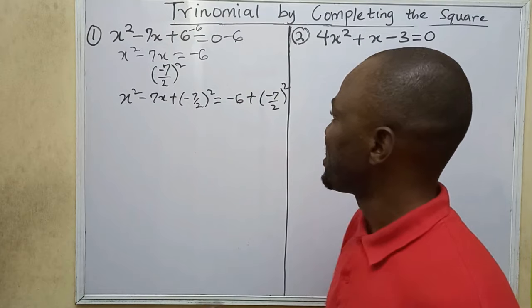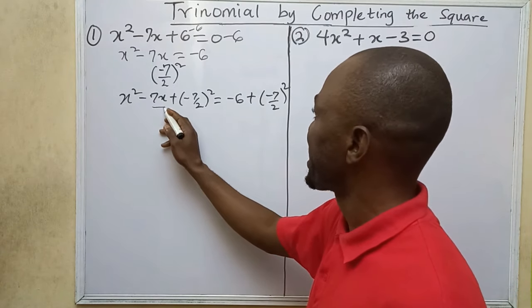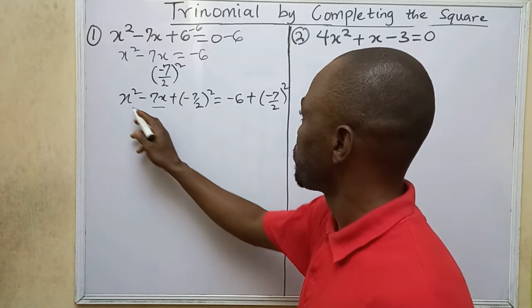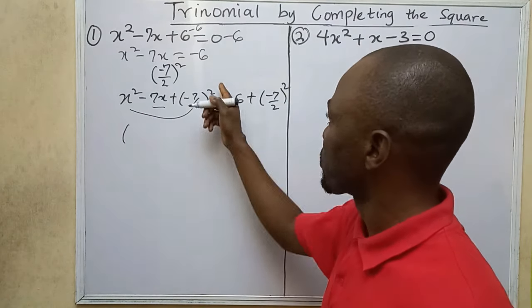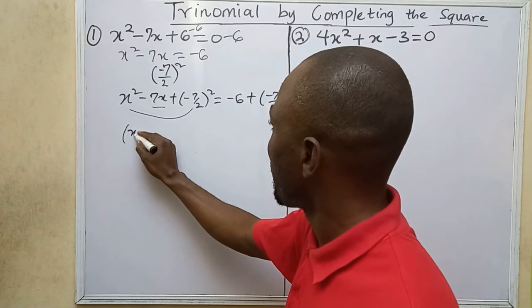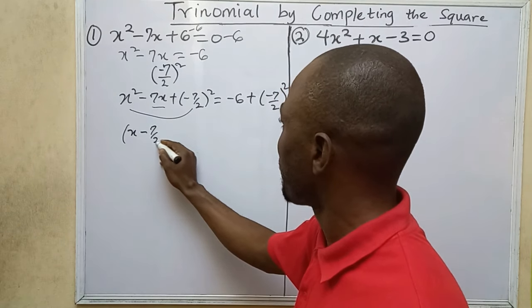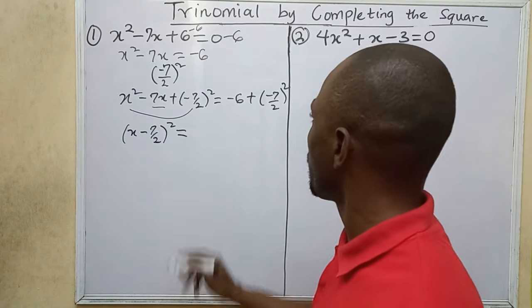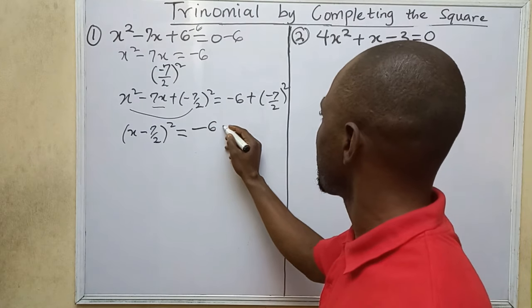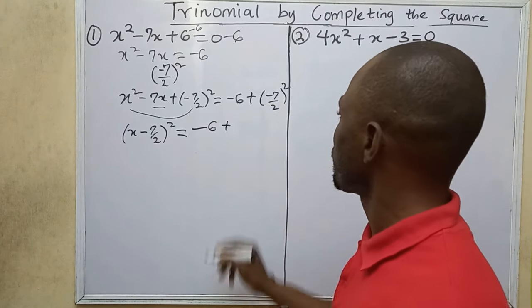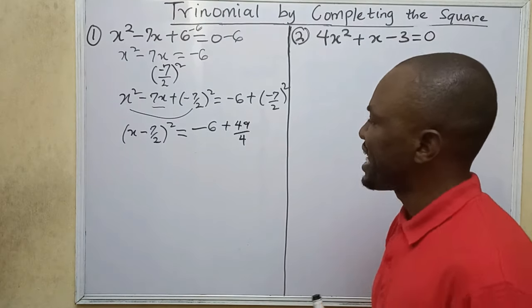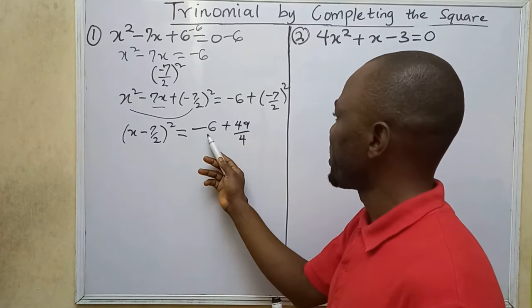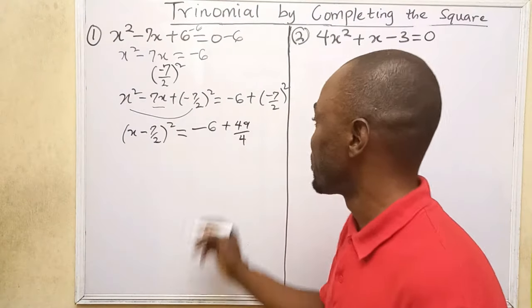Now, the next step is that we're going to tidy this up. Because the left side is a perfect square, I'm going to have x minus 7/2 all squared equals negative 6 plus negative 7 squared, which gives me 49 over 4. Now, I want to ensure that these have a common denominator.